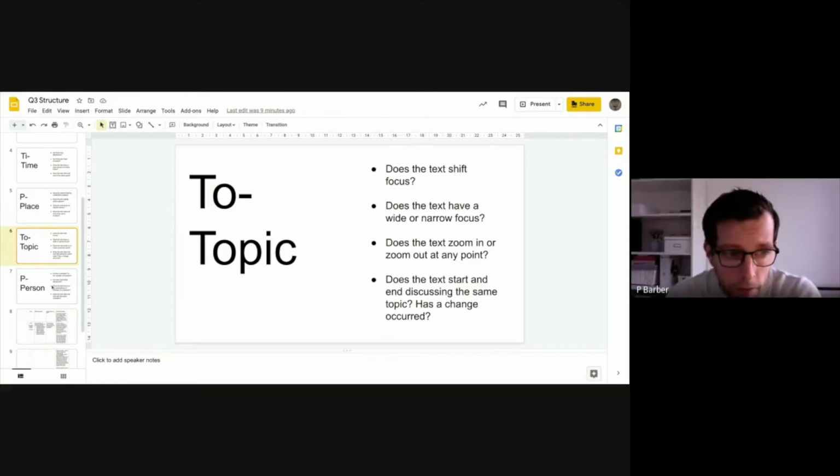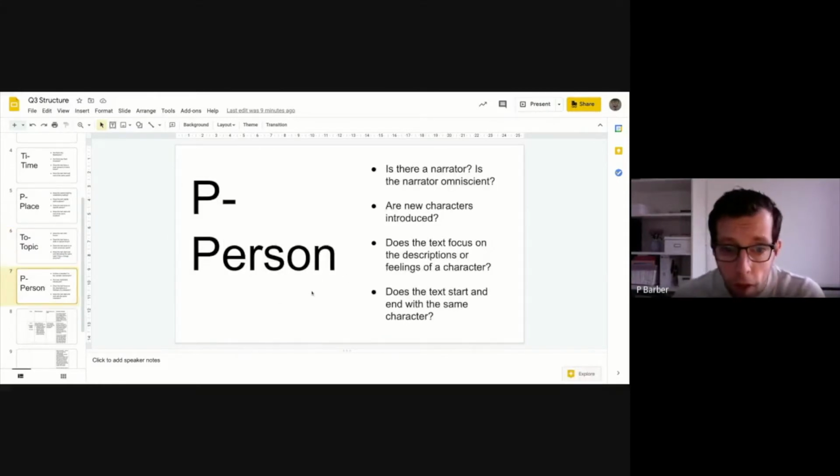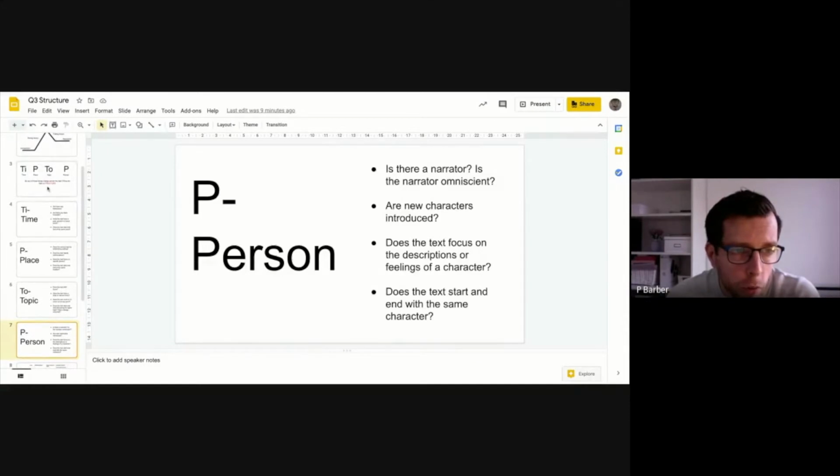Okay. And then finally, probably the one that I'm going to look at today is the final P, which is person. So is there a narrator? Is the narrator an omniscient character? So is there a third person narration? Is it first person narration? Are there new characters introduced, and how and why are they introduced? Does the text focus on the descriptions or feelings of a character? Does the text start and end with the same character, or is it a change in the character that is being discussed?